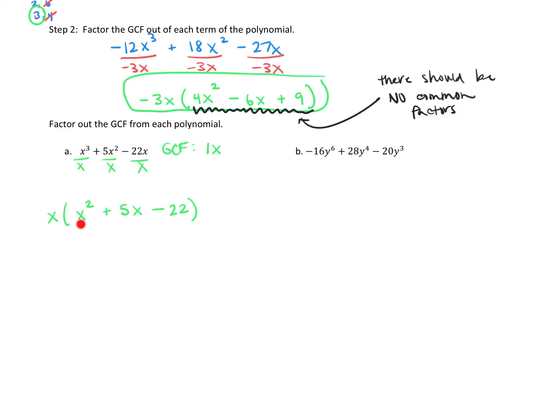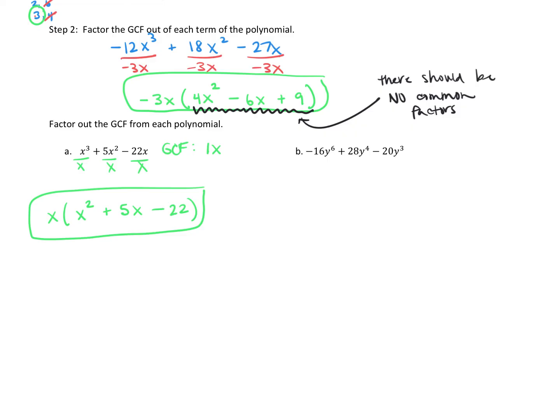Now let's do a check. Do we have any common factors in our parentheses? Do all three terms have x's? Nope, so that's good. Is there a common factor for 1, 5, and 22 that we missed? There is not. So this will be our final factored form.